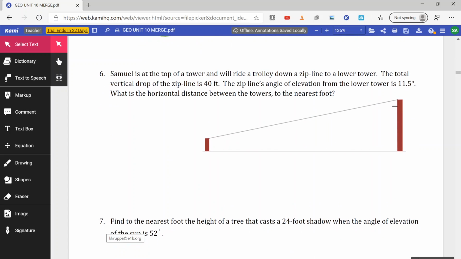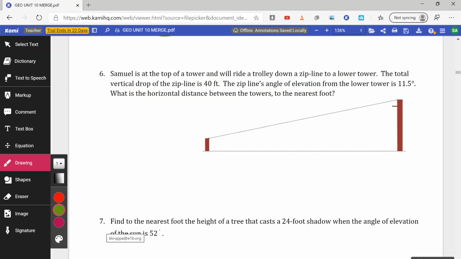Now, let's say we got something a little bit different. We have Samuel at the top of this tower riding a trolley down a zip line to the lower tower. So he's up here on the top in the higher tower, and he wants to go to the lower tower. Total vertical drop of the zip line is 40 feet, and the angle of elevation from the lower tower is 11.5. What is the horizontal distance between the two towers?